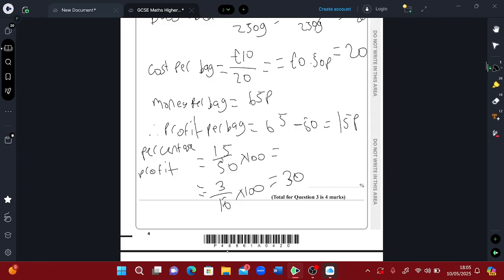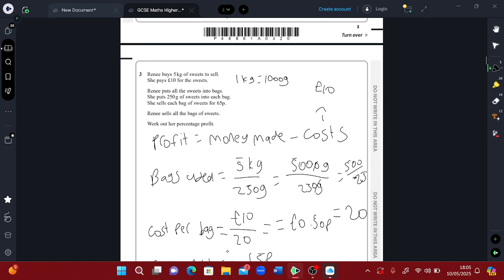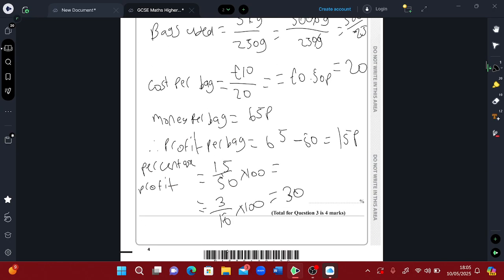Okay, there seems to be some variation. Some seem to define it as the profit over the cost. I've never seen that before, that's new to me. So I guess my recommendation is if you see anything about profit, check both your answers. Do cost first, apparently.